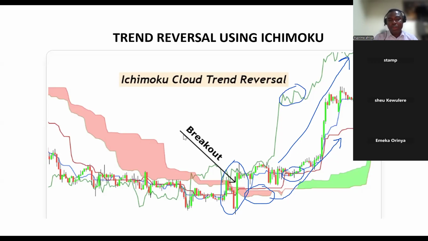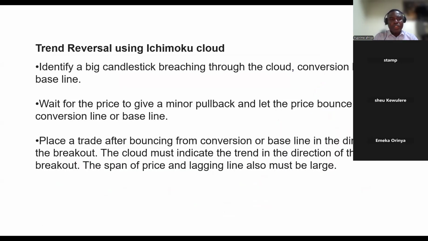This is just the diagram we're looking at the moment. So trend reversal using Ichimoku cloud: identify a big candlestick breaching through the cloud, conversion line, and the baseline. Wait for price to give a minor pullback and let the price bounce from the conversion line or baseline. Then place a trade after bouncing from conversion or baseline in the direction of the breakout. The cloud must indicate the trend in the direction of the breakout. The span of price and lagging line also must be large. It's still talking about that previous diagram.